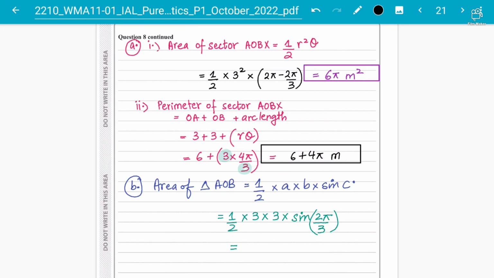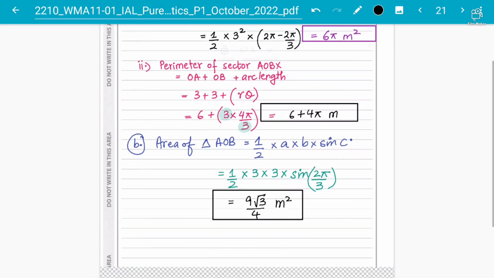That's coming 9 square root 3 upon 4. Don't do decimal here, we'll do decimals later on. 9 square root 3 divided by 4 meter square will be our area of triangle, students. So here we go, this is going to be our answer for this. And let's move forward from part B. You got all 2 marks here as well.